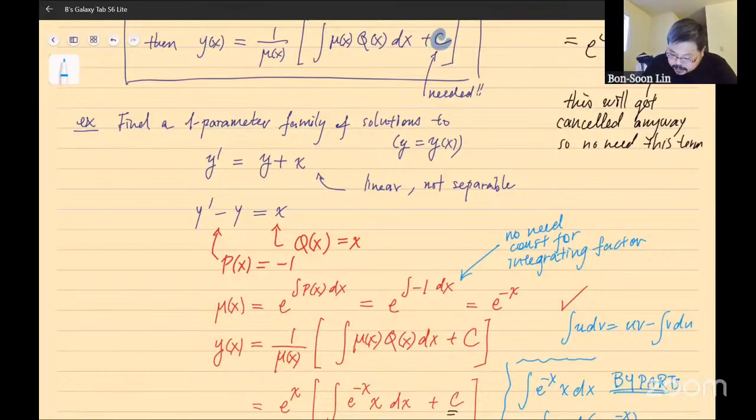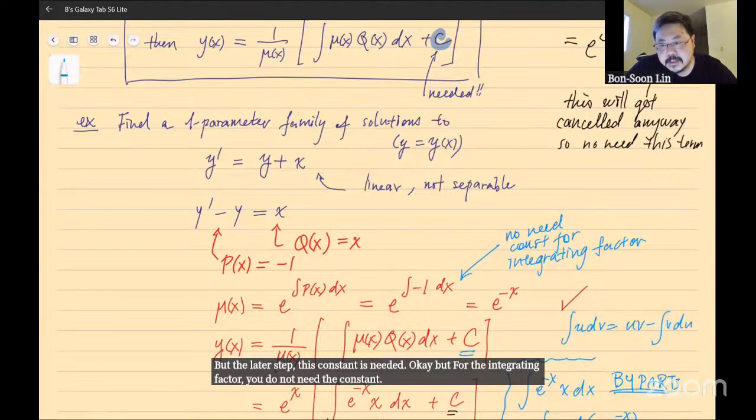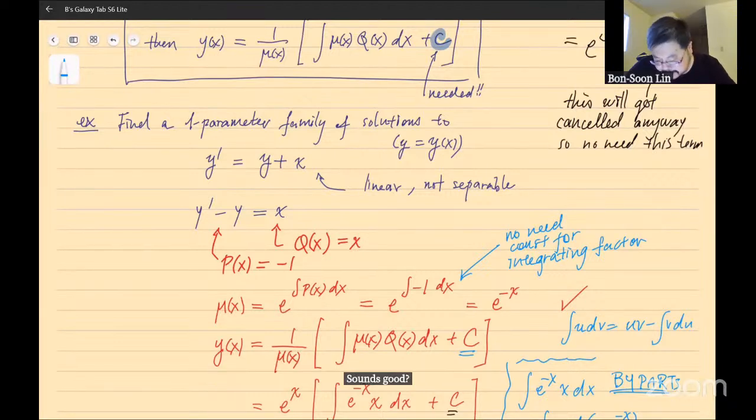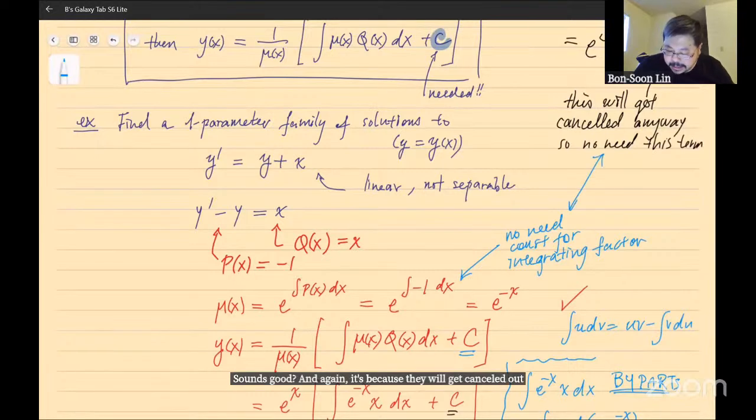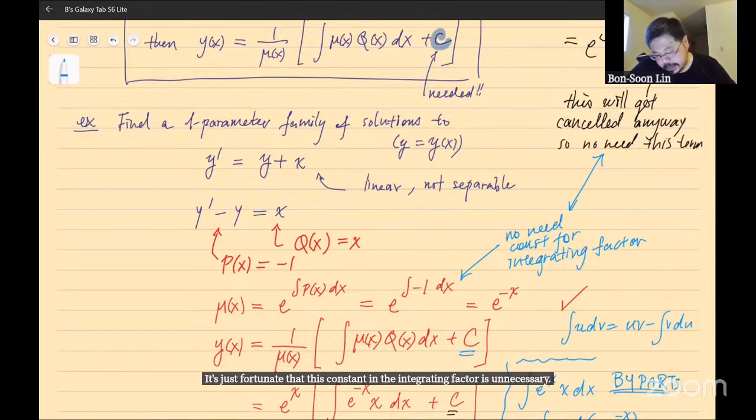But in the later step, this constant is needed, okay? But for the integrating factor, you do not need the constant. Sound good? Okay. And again, it's because they will get canceled out later. So to spare you the confusion of these two different constants, it's just fortunate that this constant in the integrating factor is unnecessary. That's why.